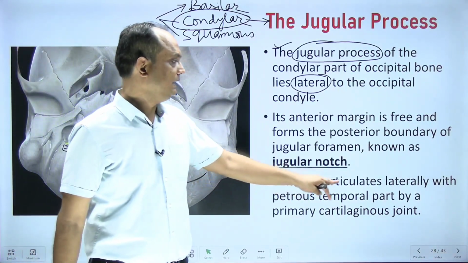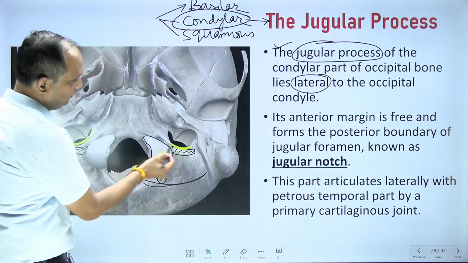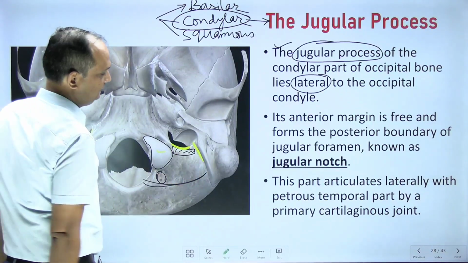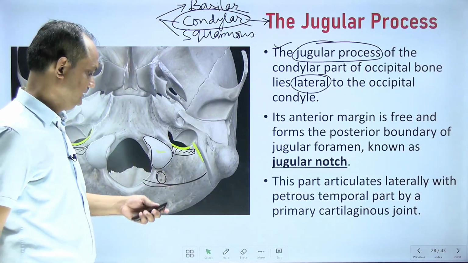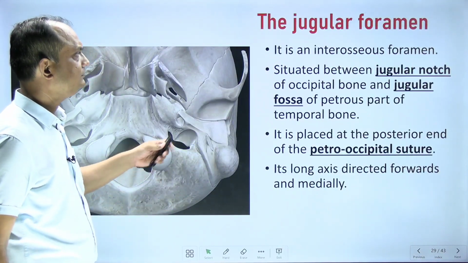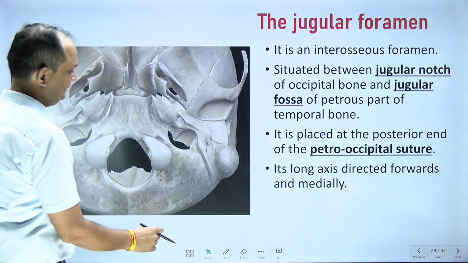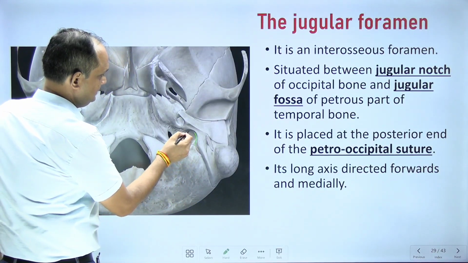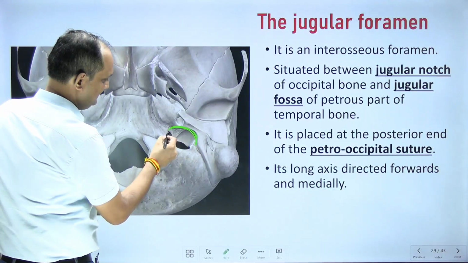Then this part articulates laterally with the petrous temporal bone. So, if you go more laterally, this is the joint. This is the joint between the petrous part of temporal bone and the jugular process, which is a primary cartilaginous joint. Now, what is jugular foramen? You have to keep in mind that jugular foramen is here. Now, this jugular foramen is contributed by two bones. This is the one and this is the other.